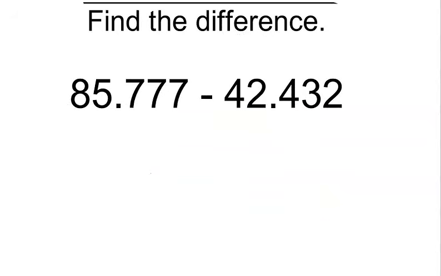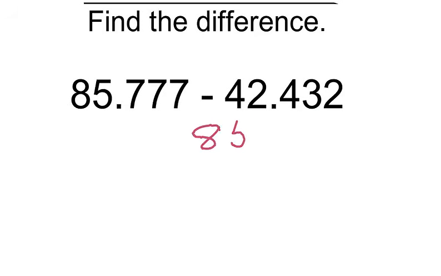All right, now we're going to find the difference. Once again, we have decimals, so what we have to do with those? We have to line them up. So we have 85.777. And then we have to subtract that from 42.432.